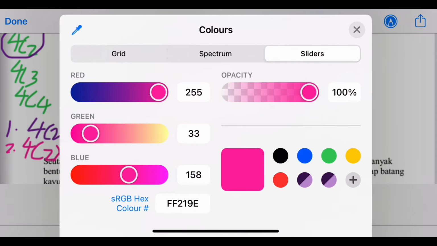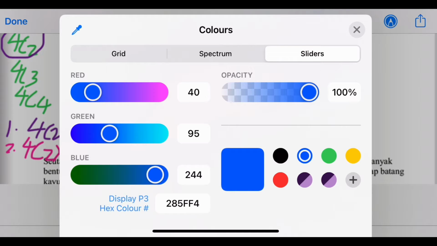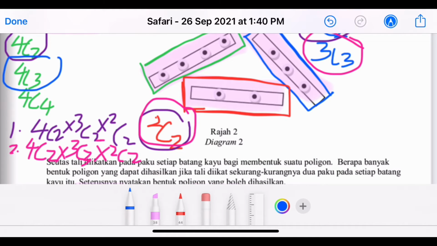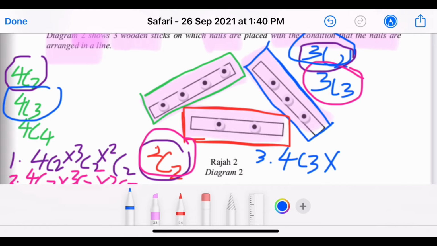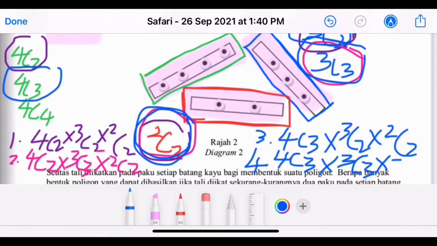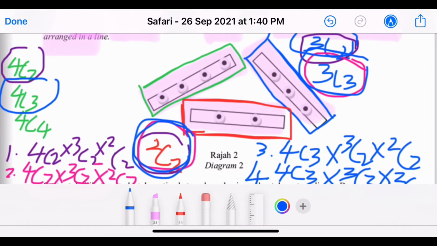The third one, we will choose 4C3. If I start with 4C3, then I can have 3C2 and 2C2, this is the only one. The fourth case is I have 4C3 but I choose 3C3. And of course here we will choose again 2C2 because it's compulsory to choose at least 2 nails from each board.